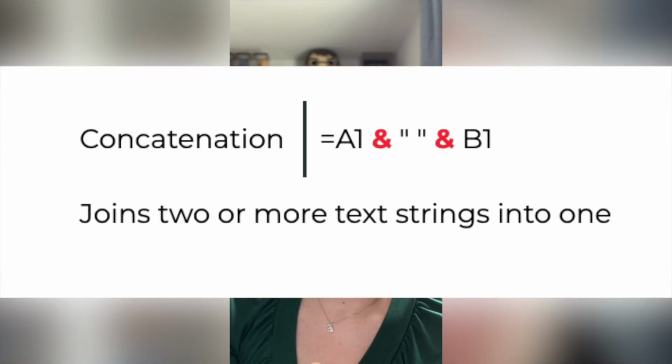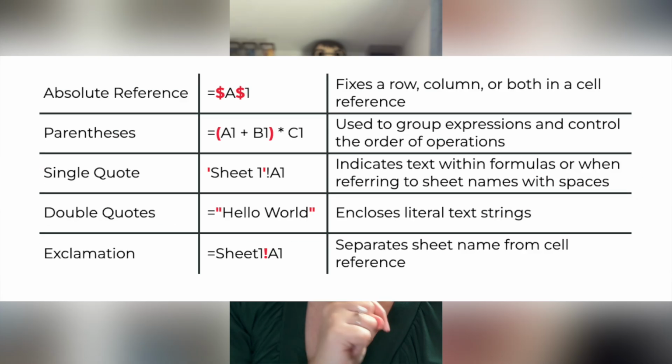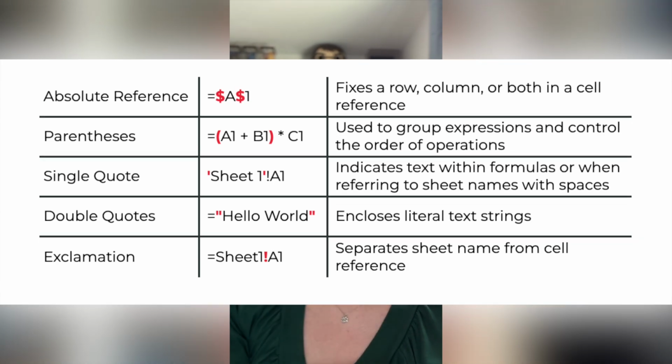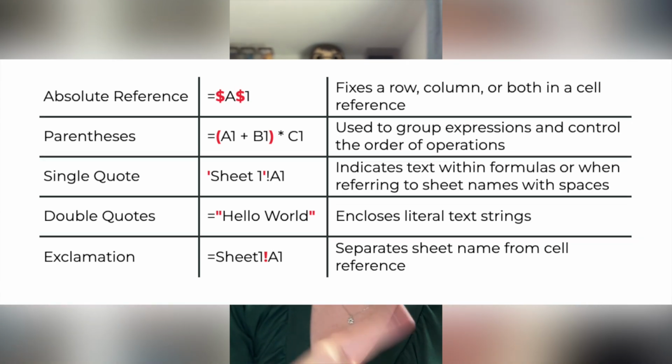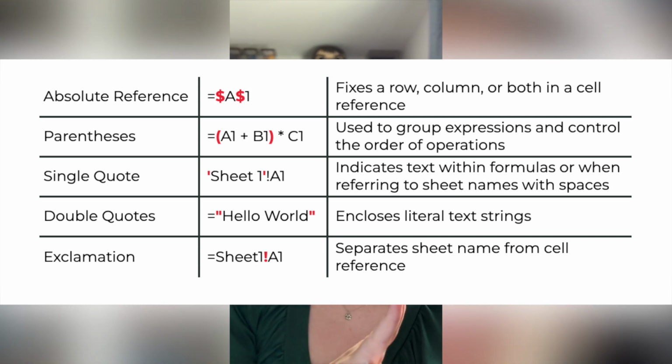Now for text in both Excel or Google Sheets, you can just use ampersand to add text together. And then there are a few more symbols that you want to keep in your back pocket. The money symbol is going to be very important for the next bootcamp part when we're going to be talking about relative and absolute references.